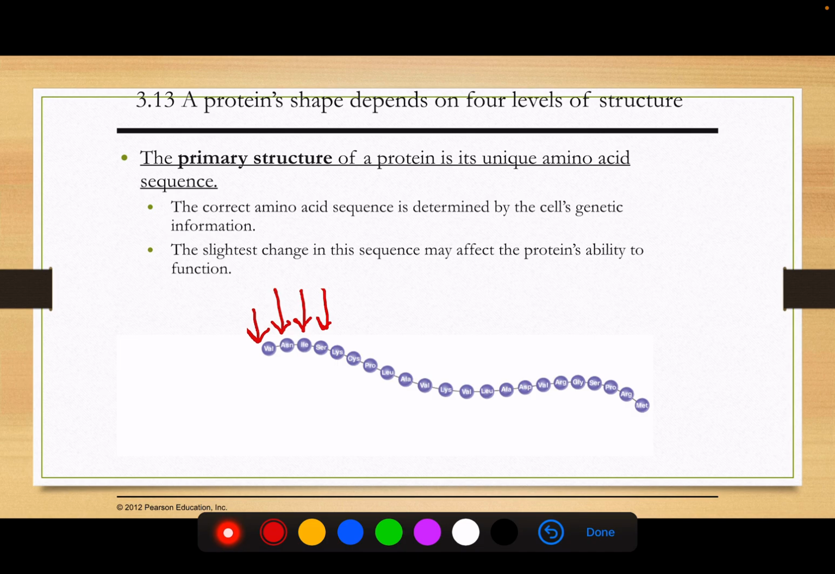The DNA actually gives the instructions to the ribosomes. We talked about ribosomes making proteins. So the DNA is going to make a copy of itself. It's called messenger RNA. We're going to get into this process. And that messenger RNA, which is going to be a copy of the DNA's instructions, is going to go to the ribosome. And the ribosome is going to be told specifically how to put those amino acids in order and to form those peptide bonds in that specific sequence. That is the primary structure.